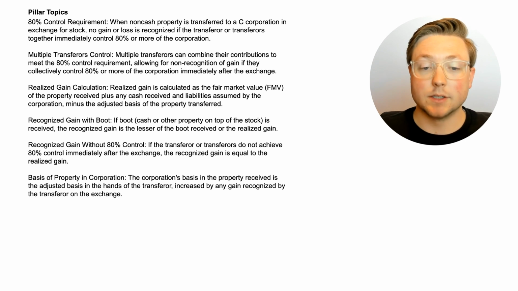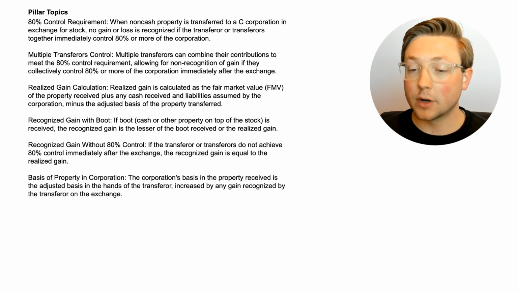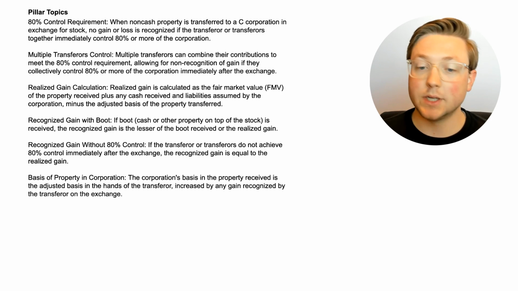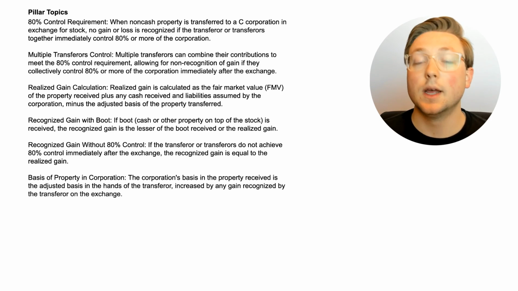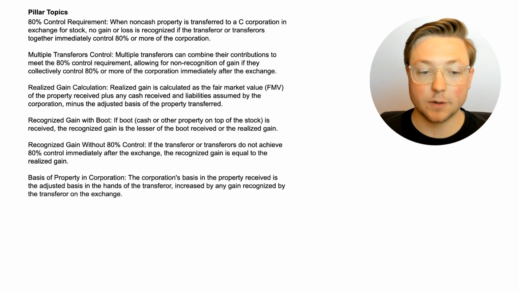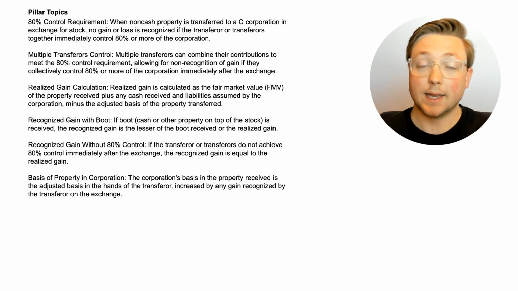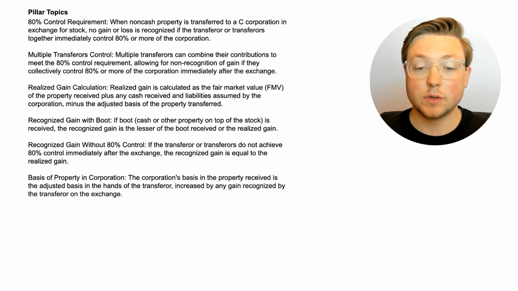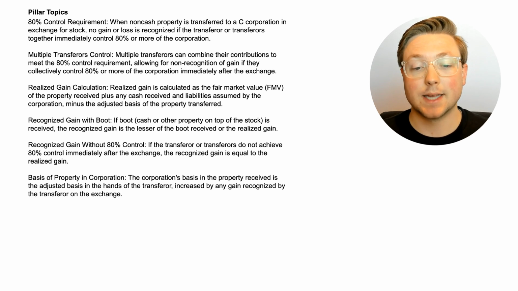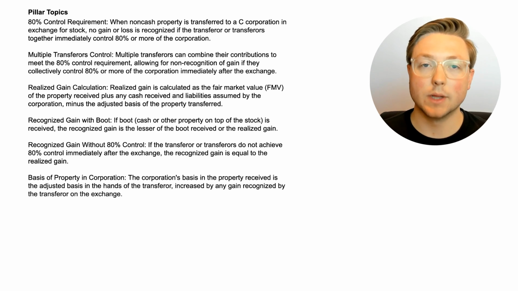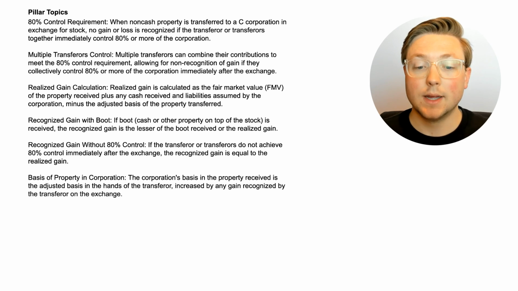Now, as far as realized gains go, the realized gain is calculated as the fair market value of the property received plus any cash received and the liabilities assumed by the corporation minus the adjusted basis of the property transferred. Now, when it comes to the recognized gain, and again, this is all in the situation where it's the 80% control or more, if the boot, which again is usually cash or other property on top of the stock, is received, the recognized gain is the lesser of the boot received or the realized gain. Now, when it comes to situations where there is not 80% control, then the recognized gain is actually equal to the realized gain. They don't get that benefit of deferring the recognized gain.